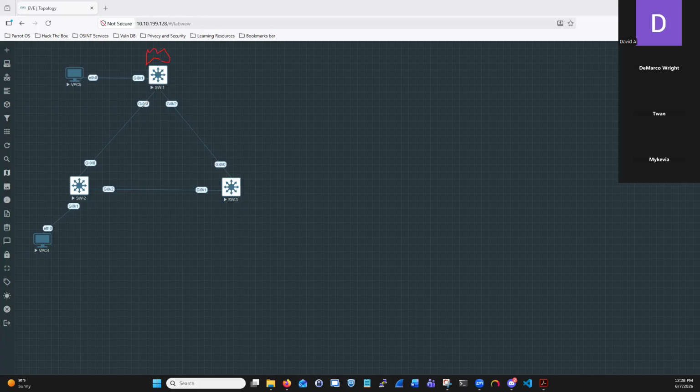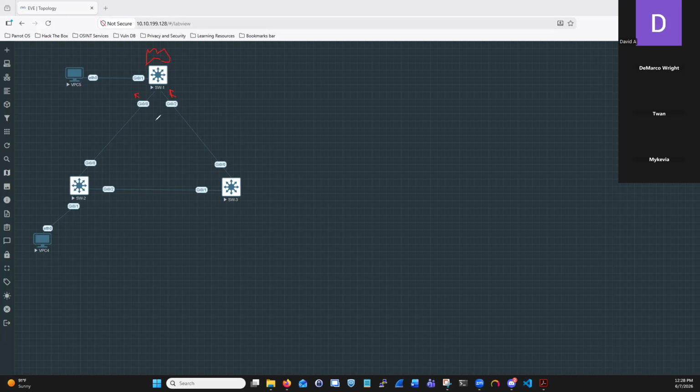The first criteria that spanning tree uses to put an interface in the forwarding state: if it's a root switch, all working interfaces on a root switch will be placed in a forwarding state. So we're going to put F right there. It's in a forwarding state.